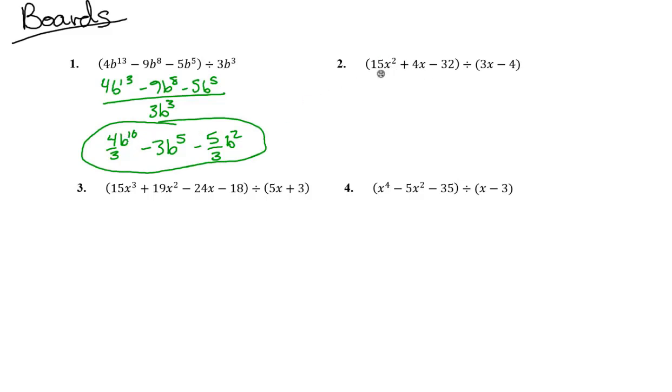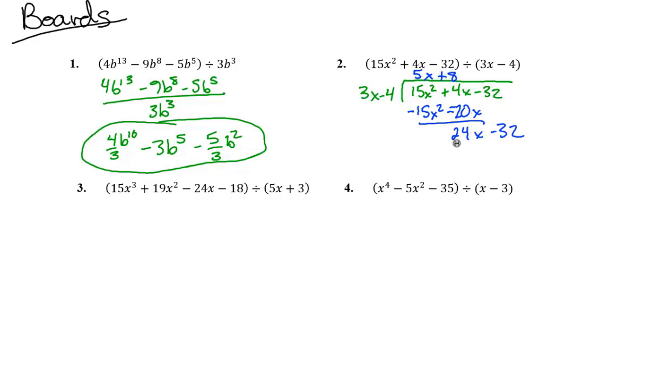Number 2, we have 15x squared. We better write this the good way. 15x squared plus 4x minus 32, all divided by 3x minus 4. All right, let's look and see what we get here. 3x goes into 15x squared 5x times, which gives us 15x squared. But we got to times by this minus 4 as well. That's a negative 20x. And we get, oh, don't forget to subtract, 24x minus 32. 3x goes into 24x 8 times, plus 8.